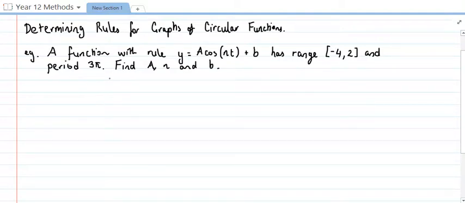So a function with rule y equals a cos nt plus b has range blah and period blah, find a and b. So the first thing that I'm going to notice is that this goes from -4 to 2. So its range is covering 6 units, which means, well, we know these graphs go up and down. So it's covering 6 units going up and down, then it's going to be going 3 units either side. And so we can straight away say that the amplitude is just 3. Well, that was pretty straightforward.